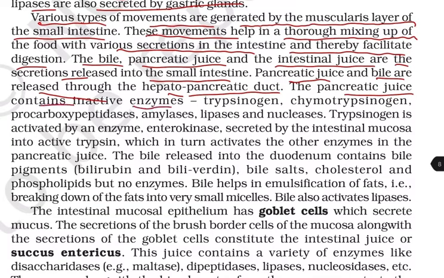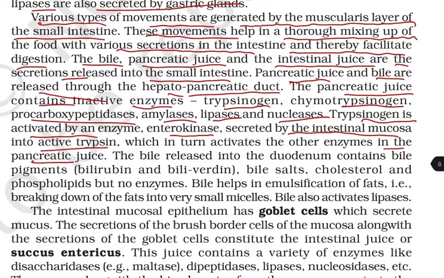The pancreatic juice contains inactive enzymes, that is trypsinogen, chymotrypsinogen, procarboxypeptidases, amylases, lipases, and nucleases. Trypsinogen is activated by an enzyme enterokinase secreted by the intestinal mucosa into an active trypsin, which in turn activates the other enzymes in the pancreatic juice.